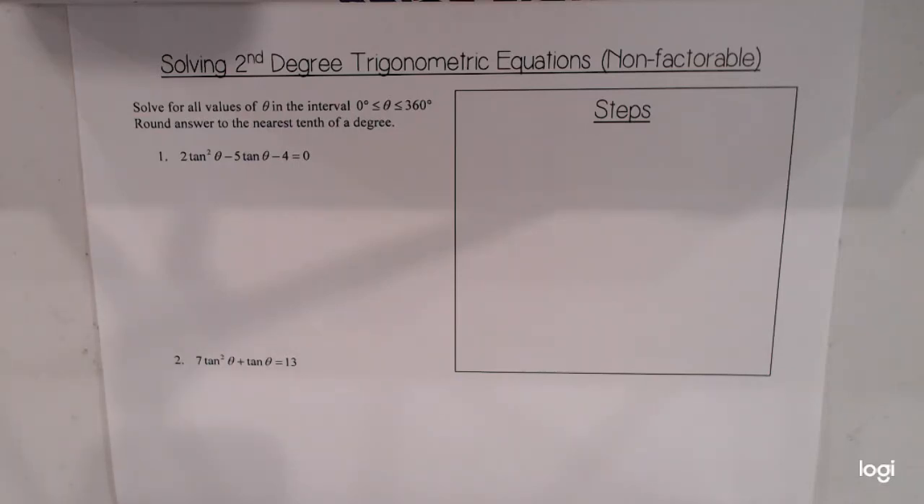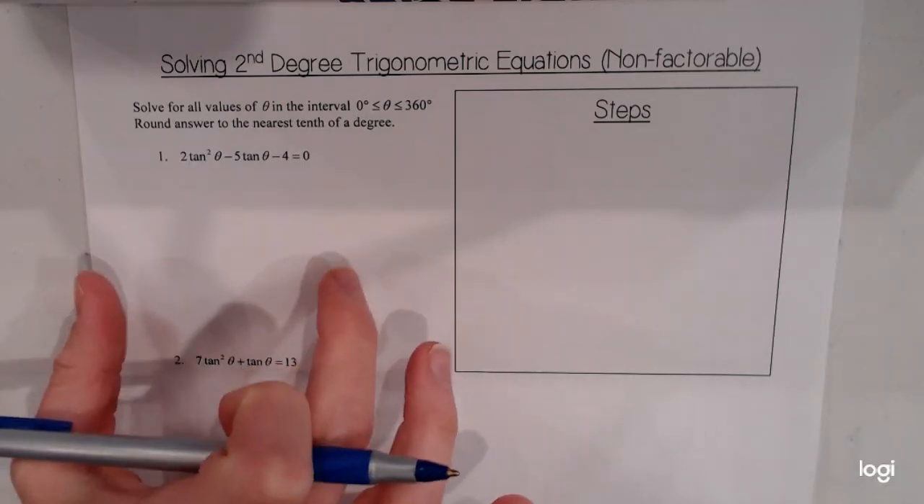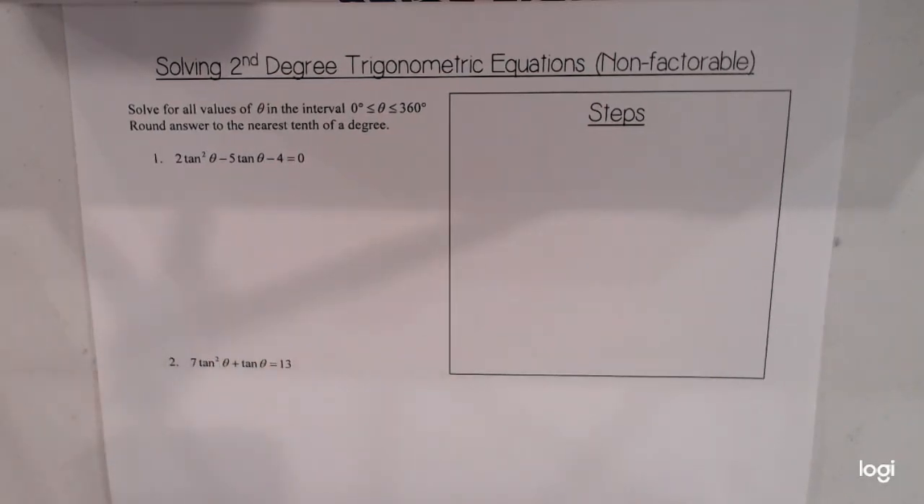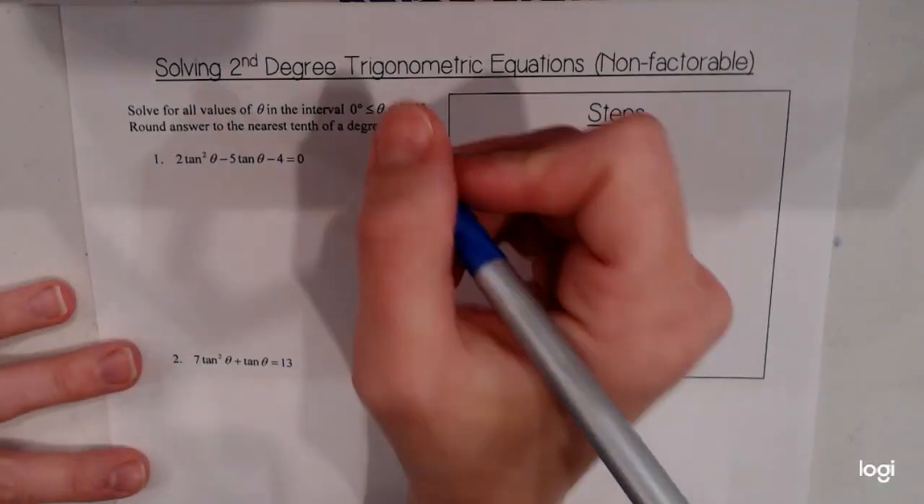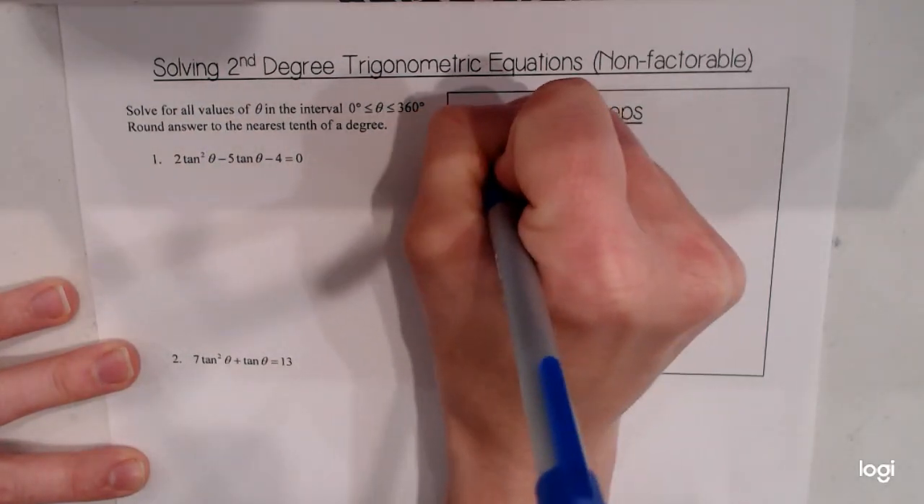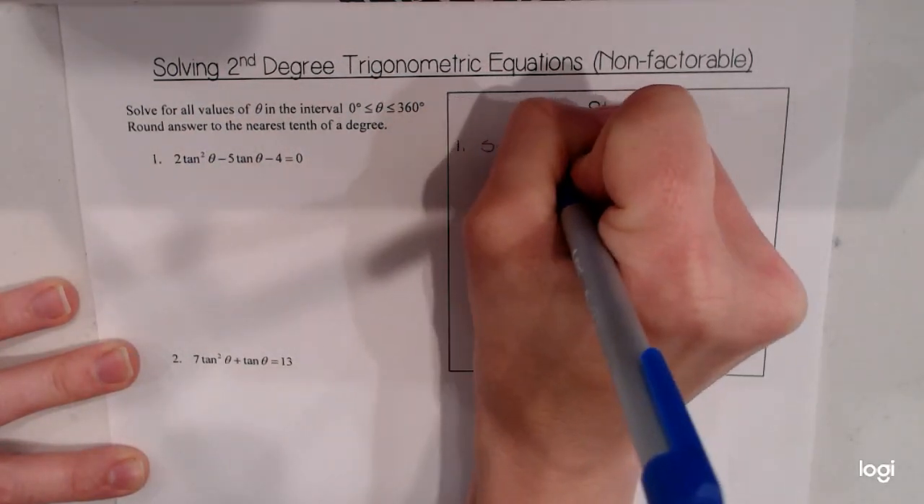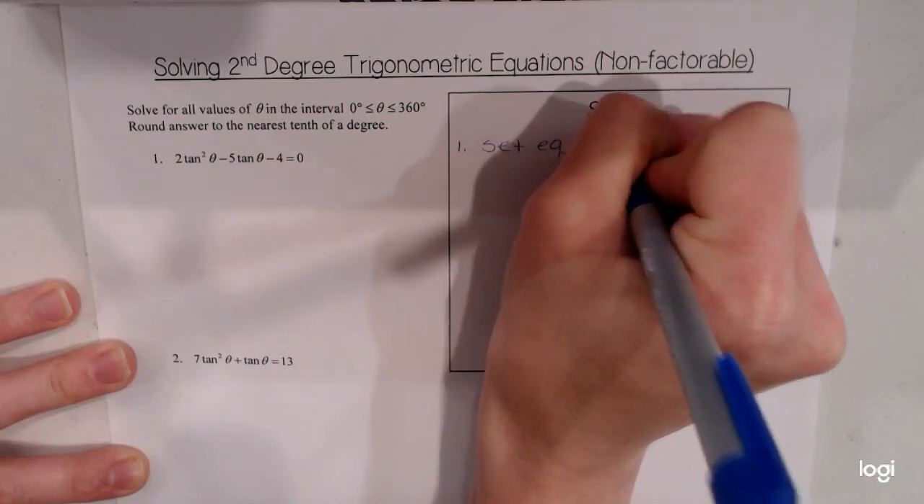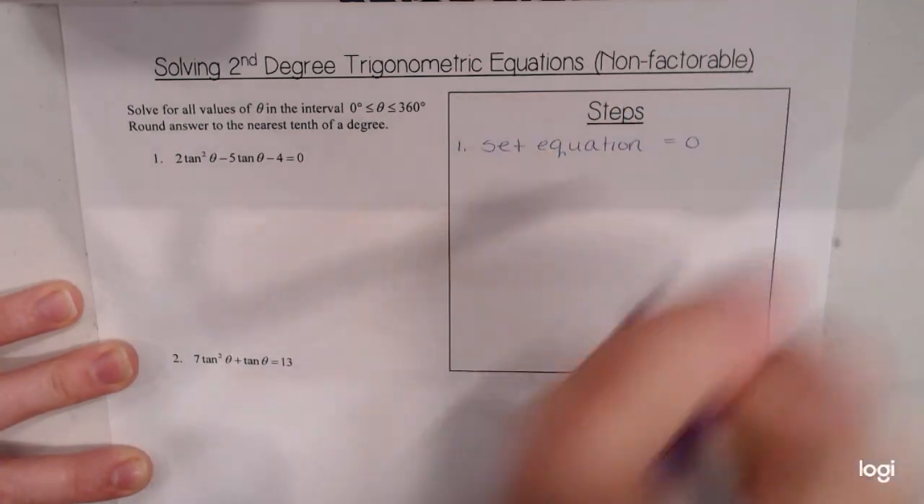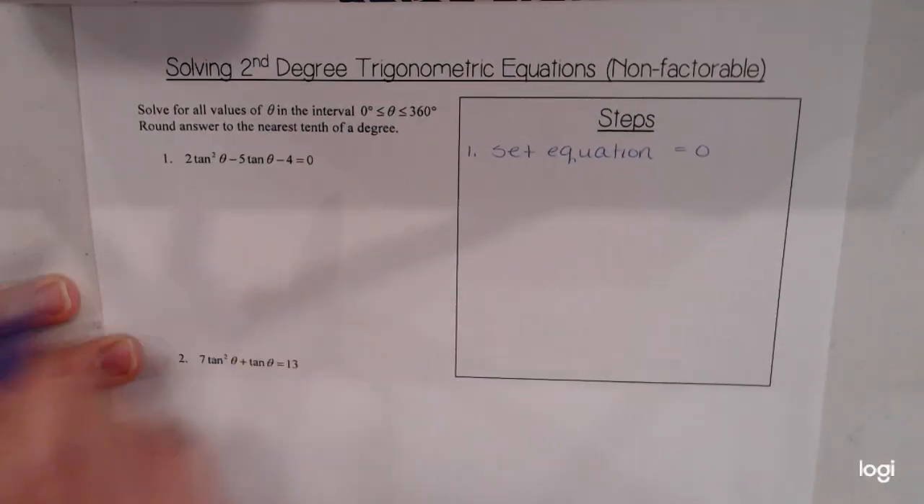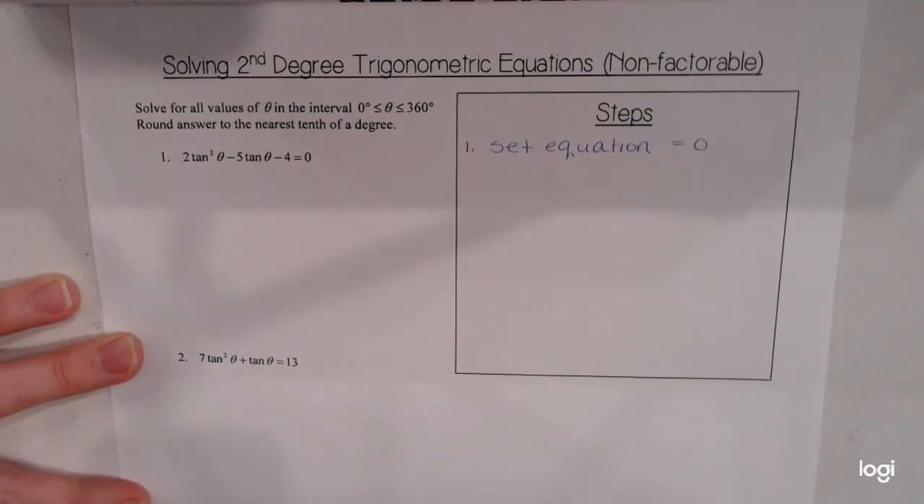Now the quadratic formula, using it on a trig equation, okay, it can be used on a factorable trig equation and the ones we're doing today that are non-factorable, just like the way you can use it on a factorable quadratic and a non-factorable quadratic. Okay, so our first step is to make sure to set the equation equal to 0. Okay, first step is already done for us.